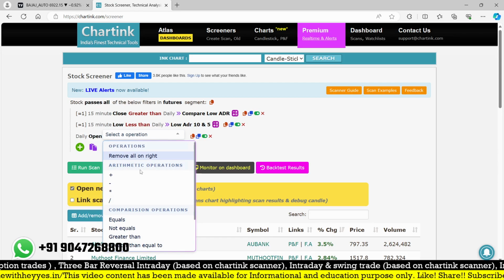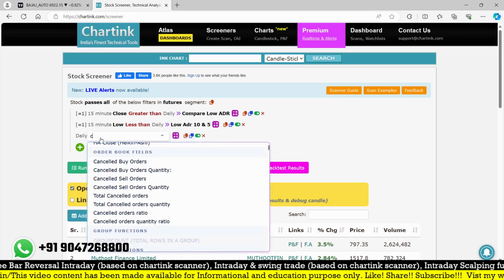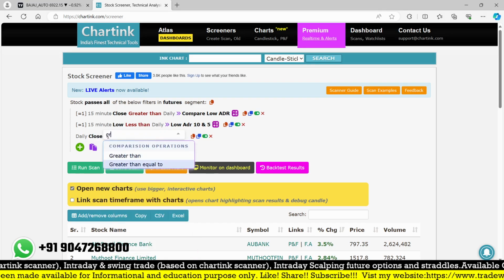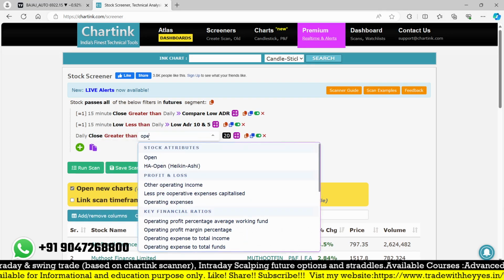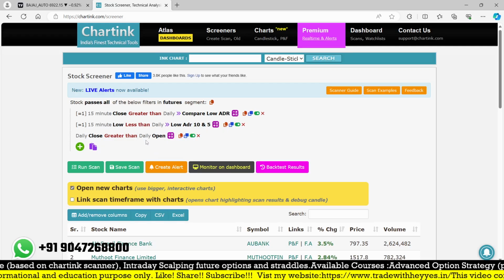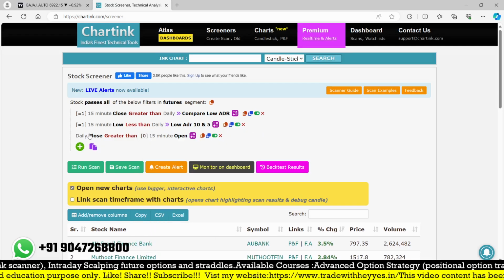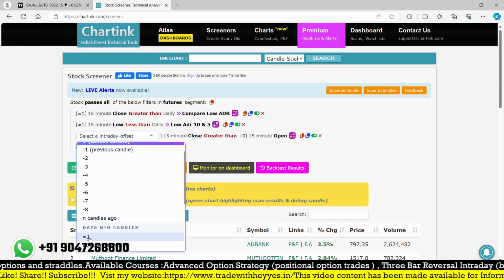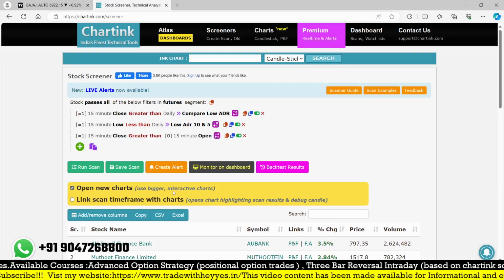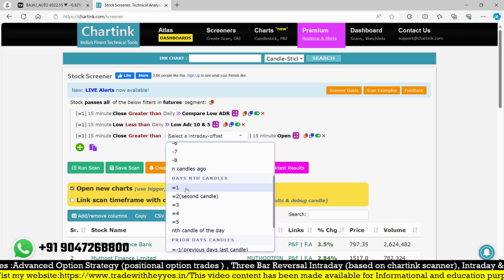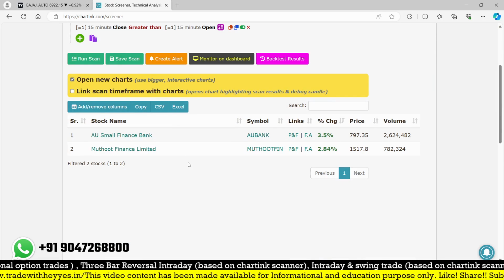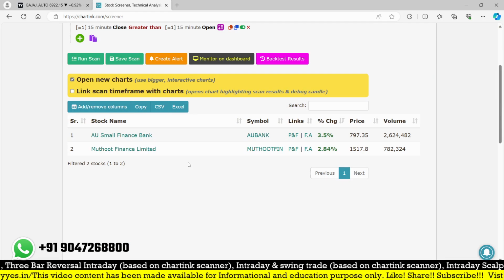The close must be greater than the open. Then it will be perfect. So close greater than the open. So we are using the first 15 minutes candle. So let me go with the first 15 minutes candle. Yes. Okay. So if we get only these two stocks, it never reverses. Okay, so that is the main importance of this particular thing.